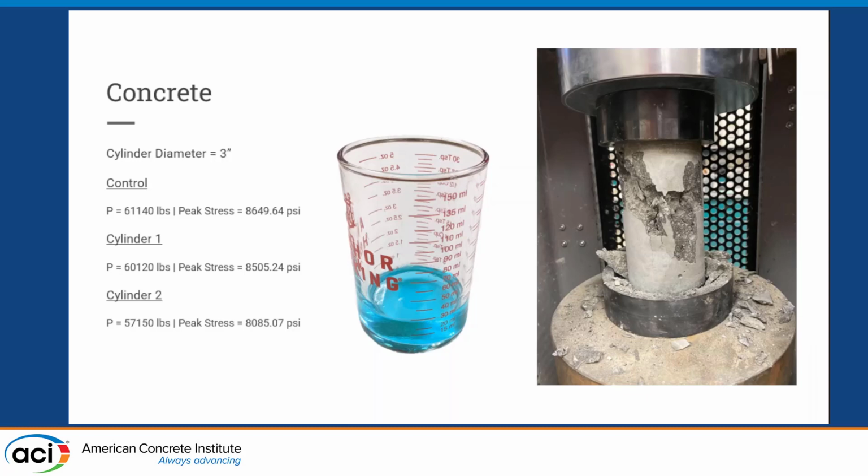So we also used a type 3 cement, and this was due to limitations in our lab. We shared our lab with other students, so because of that, we needed the fast curing time of a type 3 cement. After 14 days of pouring, we then tested the concrete cylinders in a compression test, and we found the average peak stress to be around 8,300 psi.